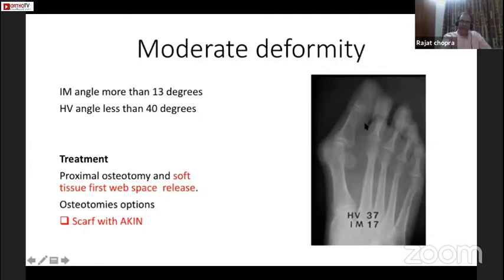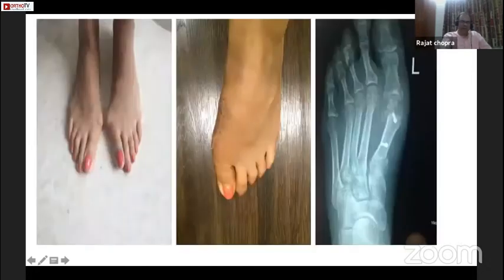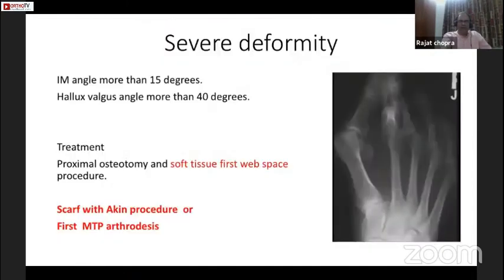Akin procedure, in case after that you see that there is a little bit of deformity which has not been corrected, plus the pronation has not been corrected. You can add an Akin procedure along with it, and that usually does the trick. So that's the case of a scarf osteotomy.